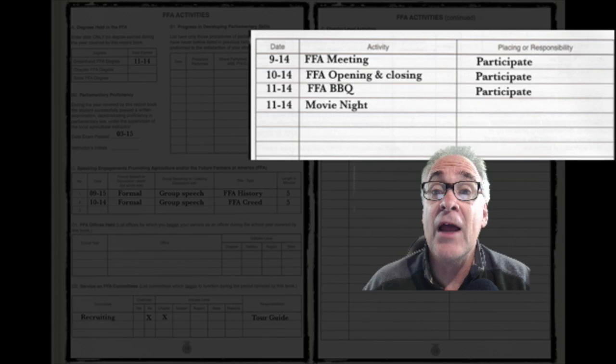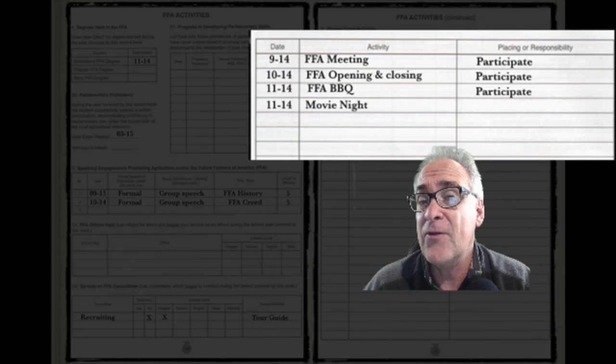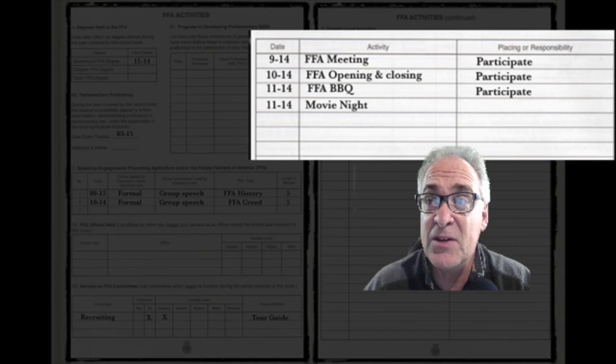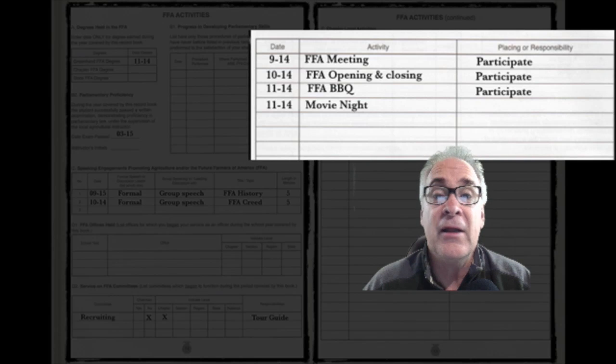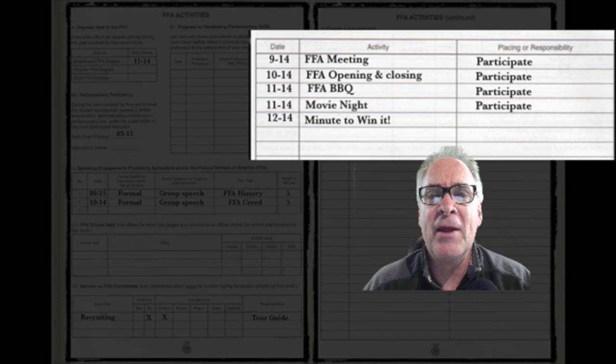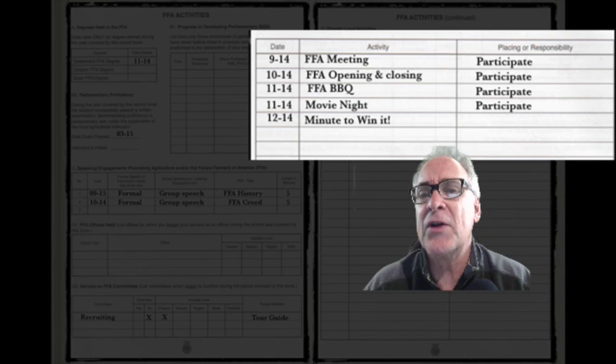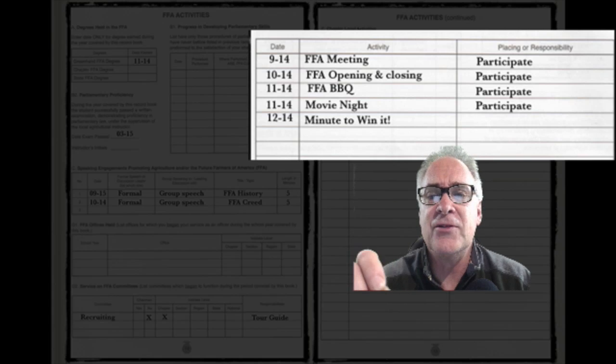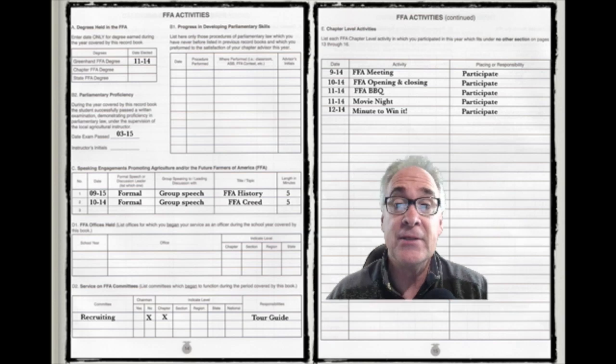And then movie night, we had a movie night that basically lasted from 5:30 to, I believe it was 7:30, in November, and you were a participant for that. And then we played those crazy games, and we had a terrific time playing all kinds of things that had to do with Minute to Win It. That was Minute to Win It night, and you were a participant in that, and that happened in December.